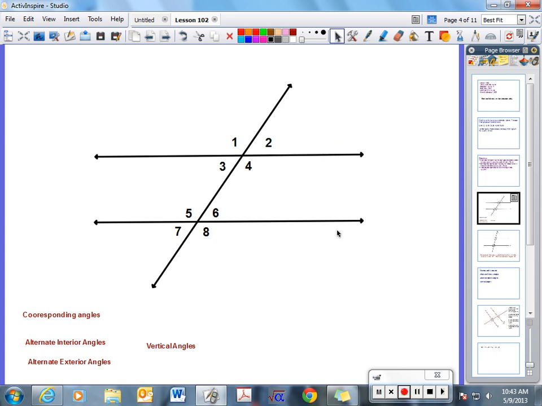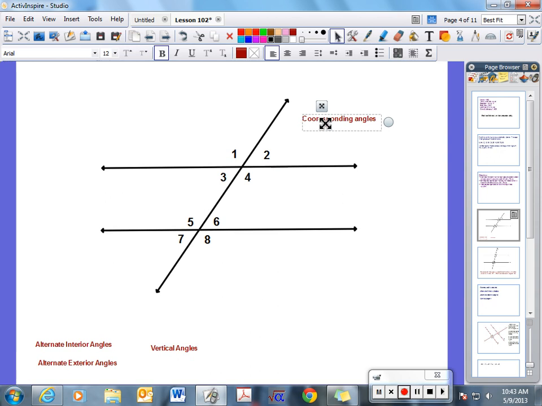Alright, this is the type of drawing that we're talking about. I've got a pair of parallel lines, and when I have a line that intersects it, that's called a transversal. And then you've got these 8 angles that have some special relationships, and we talked about some of these last year. Alright, first of all, the first thing we talked about is corresponding. And that is spelled wrong, so let me fix that real quick, or else it's going to bug me. It should be 2 R's. There we go. Corresponding. Okay?